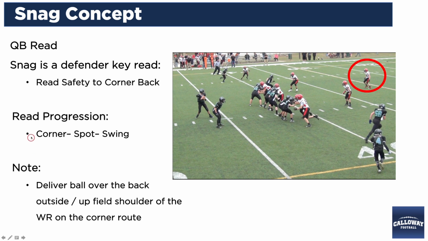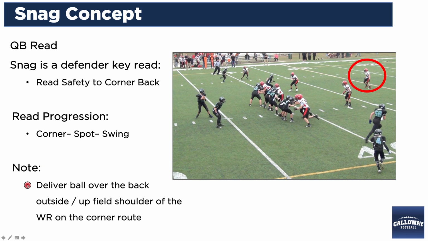Now, his progression, we're telling our quarterback, so you're reading safety to corner as your read as far as defender key read, but the progression that we want you to think is corner route first. So he's going to look at the corner route. If he has a corner route open, he's going to throw the corner. Number 2 would be that spot route that sets up at 4 to 6 yards, and then swing to the flats would be your progression on your read. So corner, spot, swing.